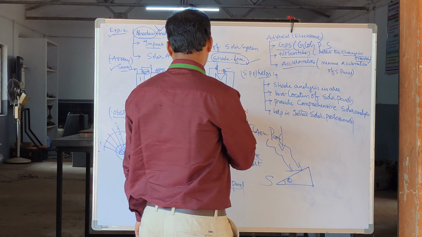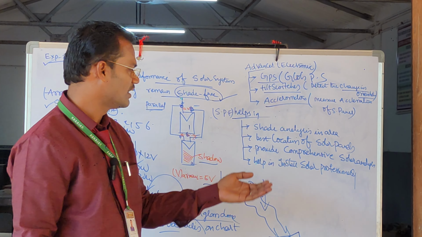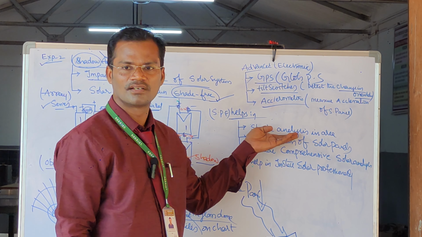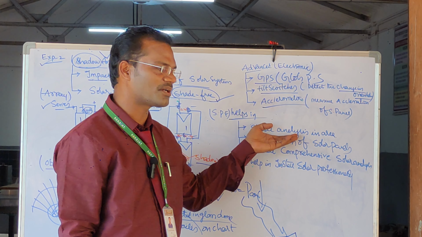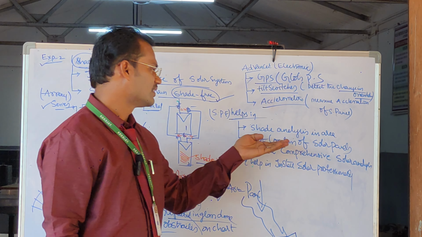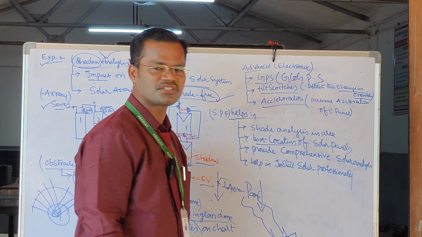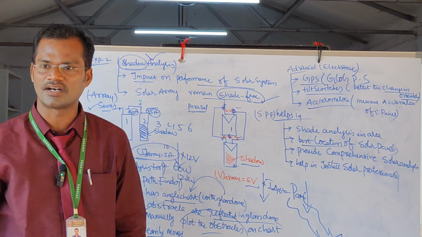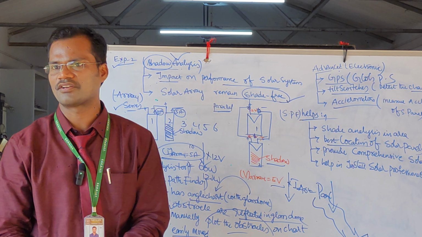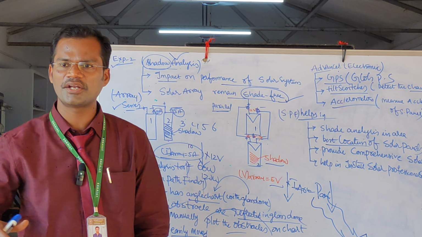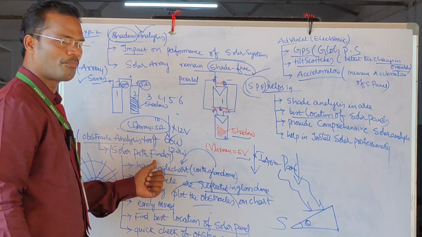Next one, the solar pathfinder will help you in this analysis. What kind of analysis? How many shadows are there in your area? That data will be given by the solar pathfinder. This solar pathfinder will help you find the best location of the solar panel for a given area. You can have a complete area, but in the complete area we can't install solar panels everywhere. We want the best location or best point to install a solar plant. That data will be given by your solar pathfinder.